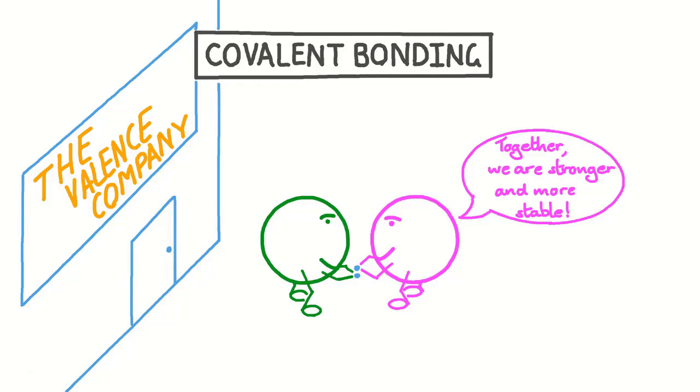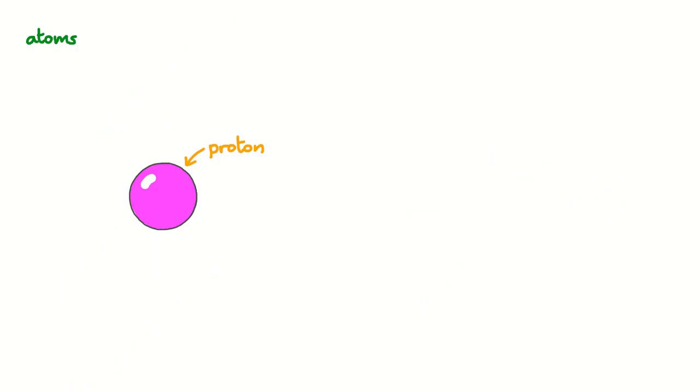In this video, we will learn how the outer electrons of atoms can be shared to form covalent bonds. We'll look at the forces between electrons and nuclei that explain why these bonds form and look at ways of representing them.